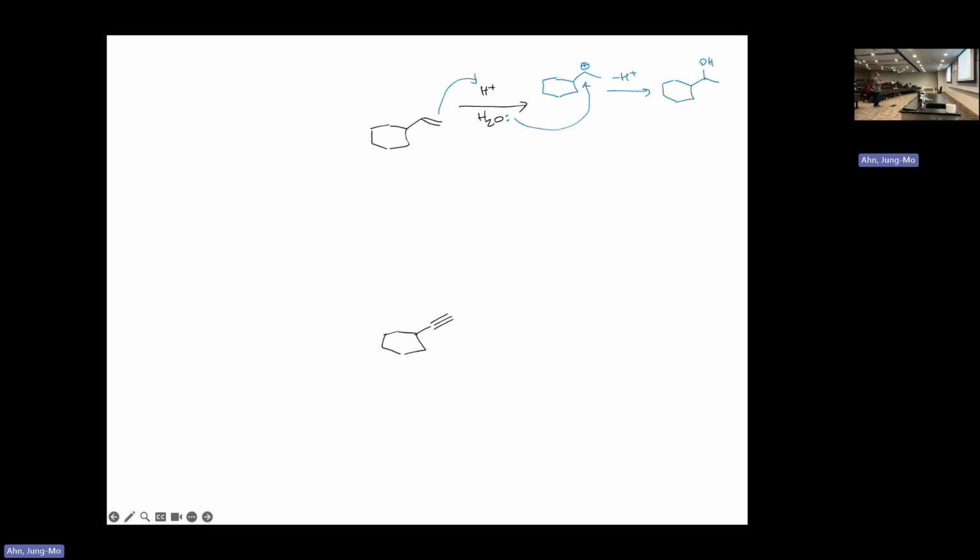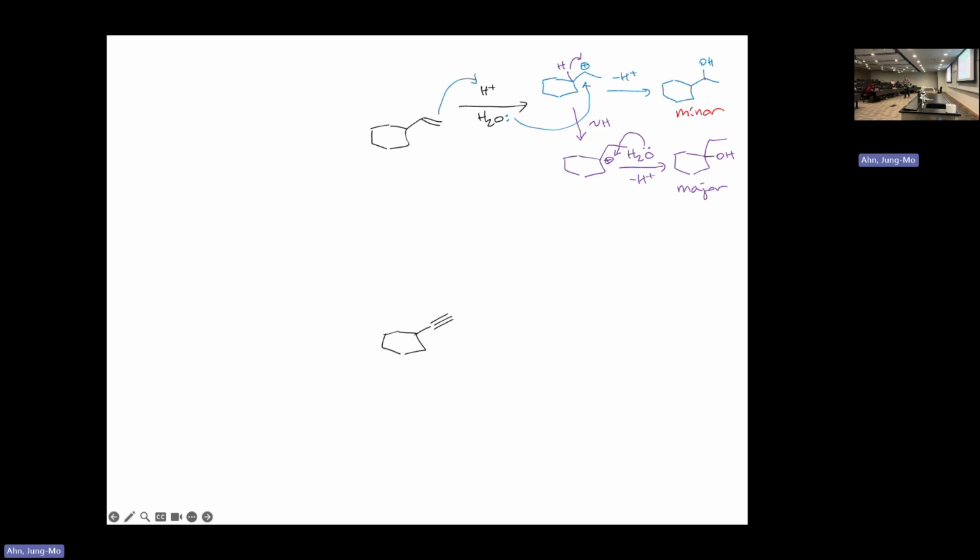Once it rearranges, it can still capture the water, but those are going to be minor products. It can rearrange through a hydride shift and make the more substituted carbocation. That will capture the water and produce a different alcohol. I'm expecting that to be the major product because the rearrangement makes the more stable carbocation.